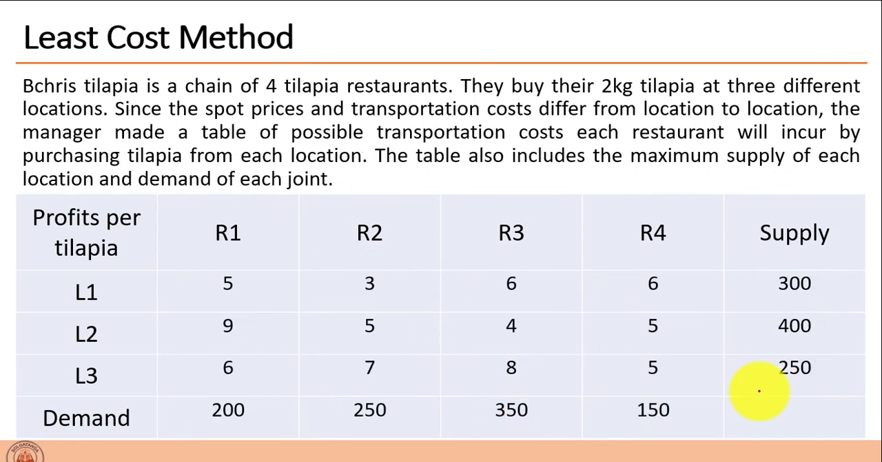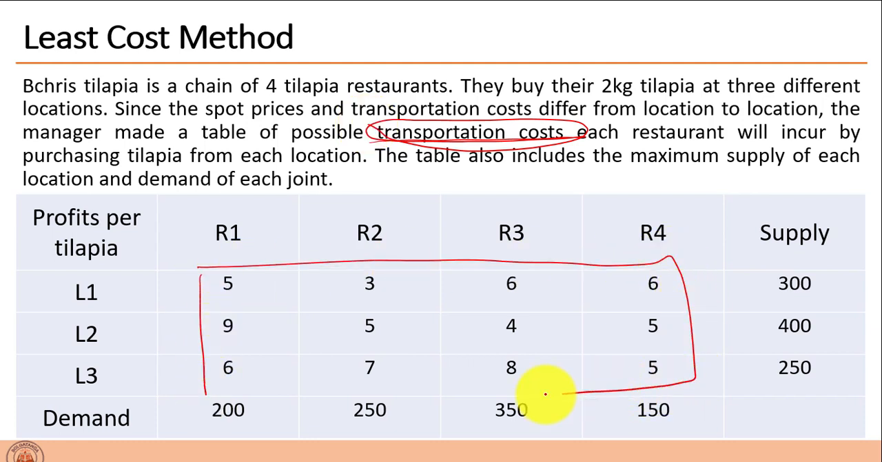So in this method, we consider the least cost. Instead of profit, this time we are looking at transportation cost. If I'm going to order from warehouse number 1 to restaurant number 1, how much will I pay as transportation? In this one, we are assuming that you are the one to pay the transportation for all the orders that you are going to place. So every number that you have right here is a unit cost, not profit this time. So we're looking at the minimum cost.